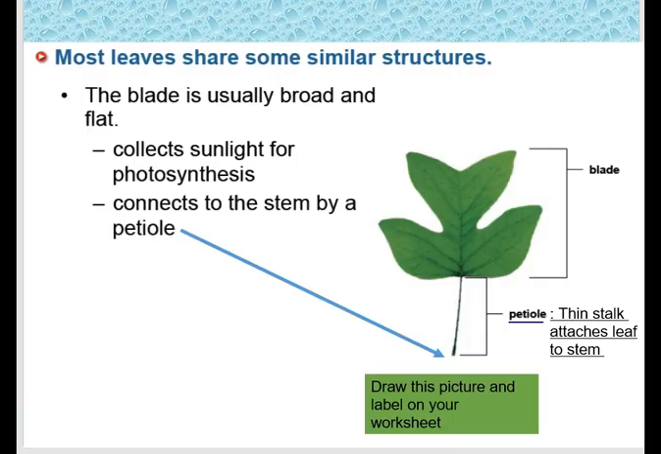Last organ are the leaves. Okay. Leaves, all leaves just about have these same similar structures. Okay. We have the blade. The blade is usually the broad and flat portion of a leaf. And you see that here with this huge green leaf. Okay. This is what takes in sunlight, doing photosynthesis right here on the outside of the leaf.